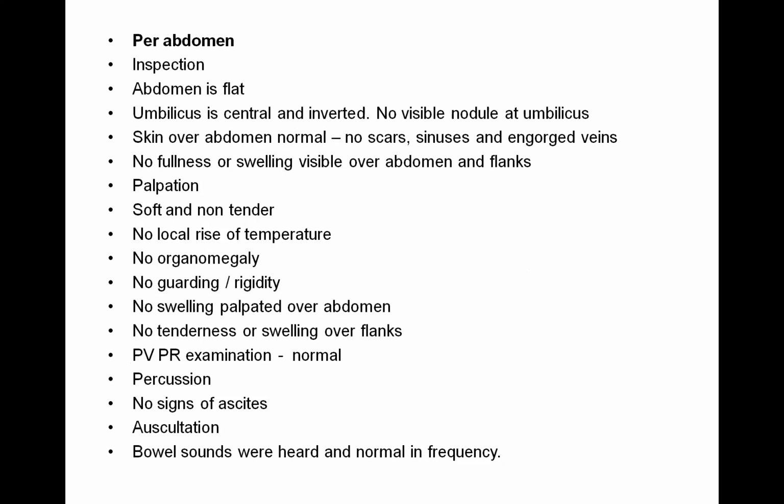Coming to per abdominal examination, inspection: abdomen is flat, umbilicus is central and inverted, no visible nodule at umbilicus. Skin over the abdomen is normal, no scars, sinuses, or engorged veins, no fullness or swelling visible over the abdomen and flanks. On palpation, the abdomen is soft and non-tender, no local rise of temperature, no organomegaly, no guarding or rigidity, no swelling palpated over the abdomen, no tenderness or swelling over the flanks. Her PV and PR examination is normal. On percussion, no signs of any ascites. On auscultation, bowel sounds were heard and normal in frequency.